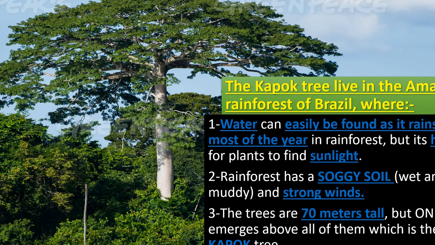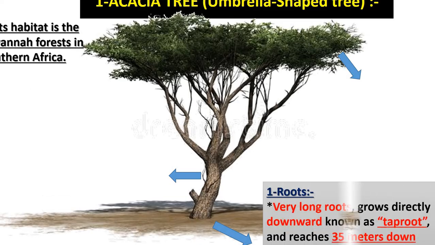Okay, so we can find trees about 70 meters tall, but one tree emerges above all of them, which is the kapok tree. Let's see its habitat again, in the Amazon rainforest.